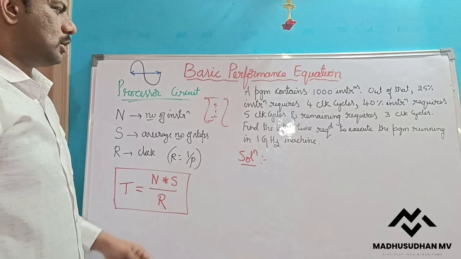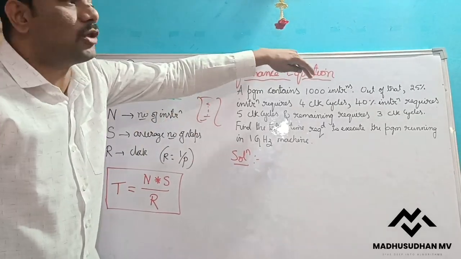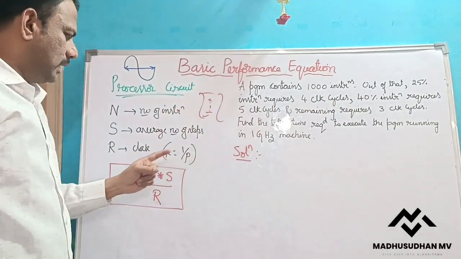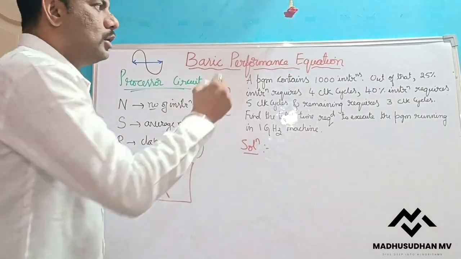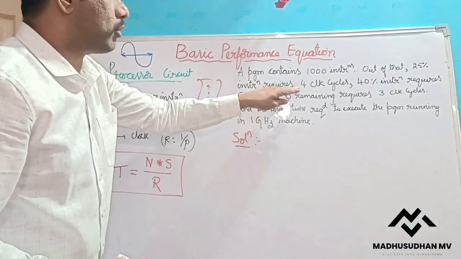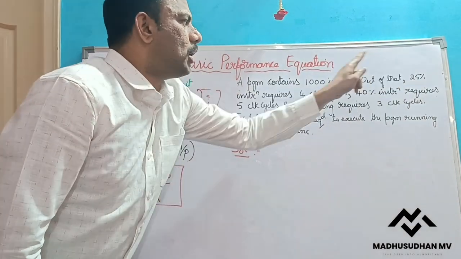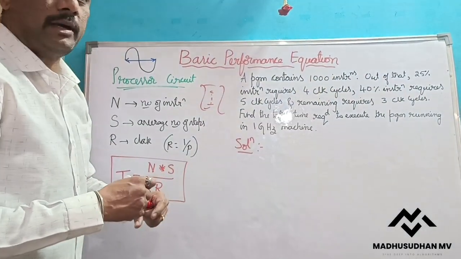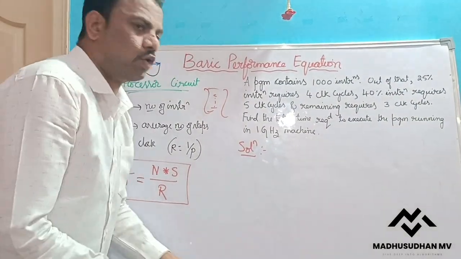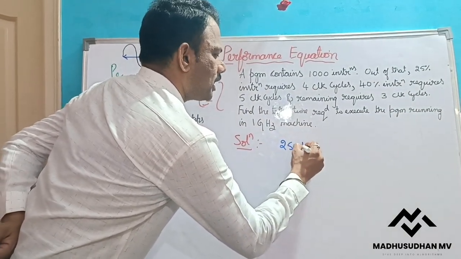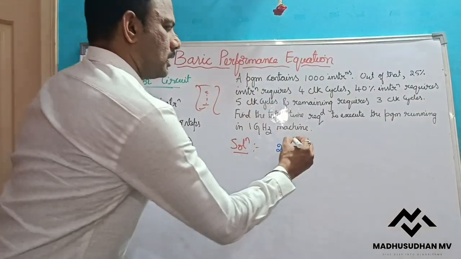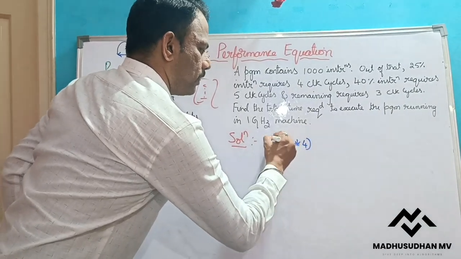So here, totally N into S. Totally 1000 instructions are there, so 1000 into S. But S is 3, 4, 5; it's varying. So what I will do? How many instructions take 4 clock cycles? 25% out of 1000 means 250 instructions. So 250 instructions take 4 clock cycles. So 250 into 4.